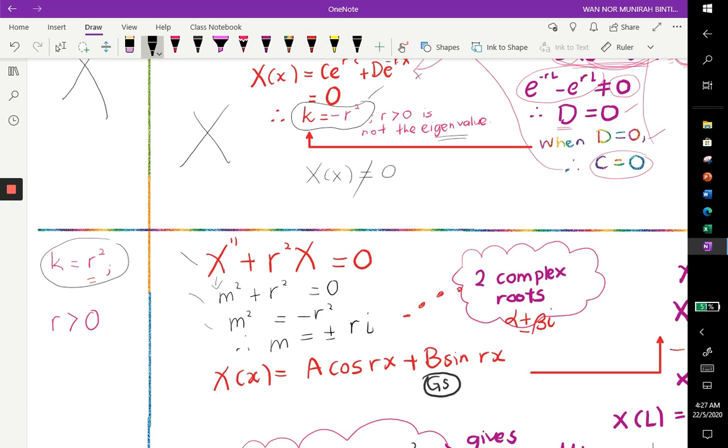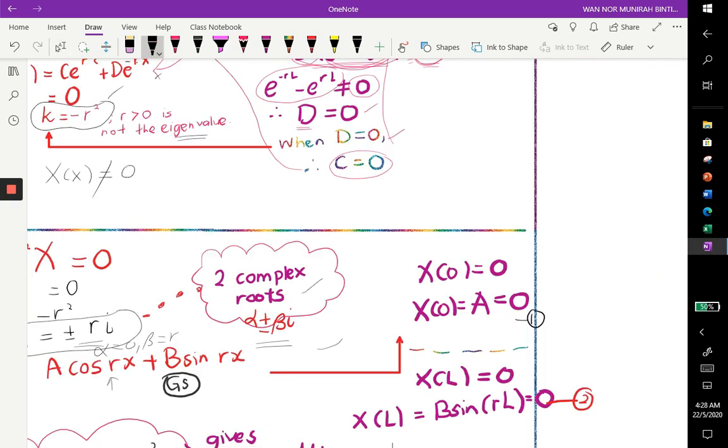We have M squared plus R squared equals 0, so M squared equals negative R squared. Therefore, M equals plus minus Ri, where we have two complex roots. When we have two complex roots, please recall that the roots are alpha plus minus beta i. Comparing to this term, we note that alpha is 0 and beta equals R. So the solution is e^(alpha x) times the bracket A cos beta x plus B sin beta x. X equals A cos Rx plus B sin Rx, where M is R. So this is our general solution.